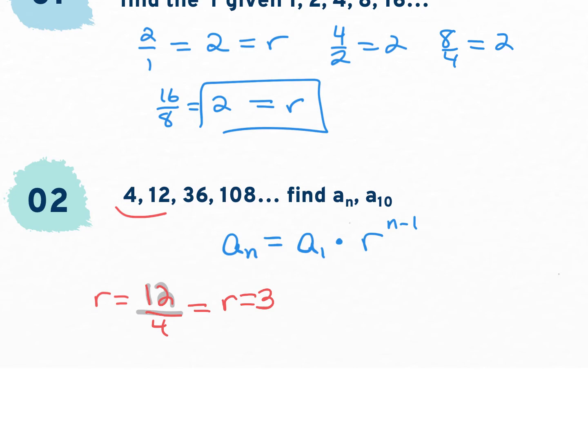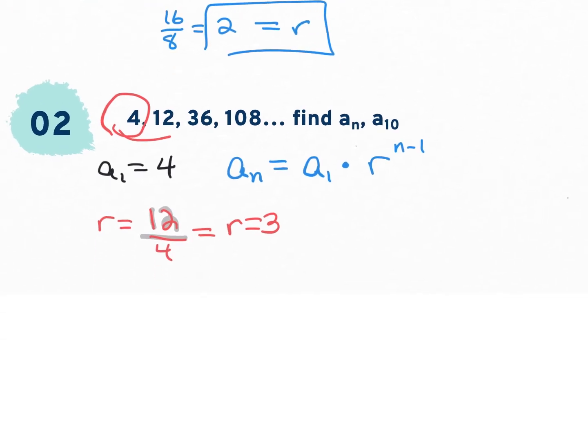All right, so now I found the r value. My first term, or the a sub 1, remember, is this 4 that's right here. So my a sub 1 equals 4. These are the two numbers that I need to plug into the formula to get my a sub n. So it's going to be a sub n equals 4 times the common ratio, 3, raised to the n minus 1 power.